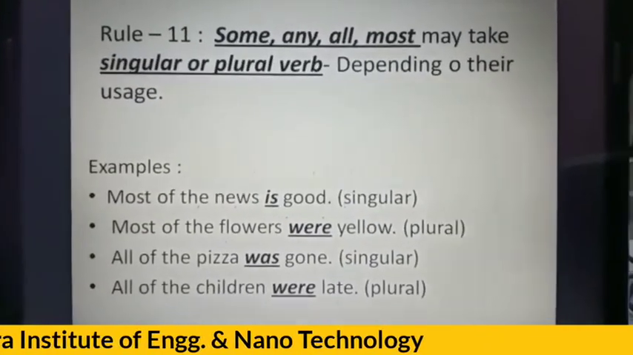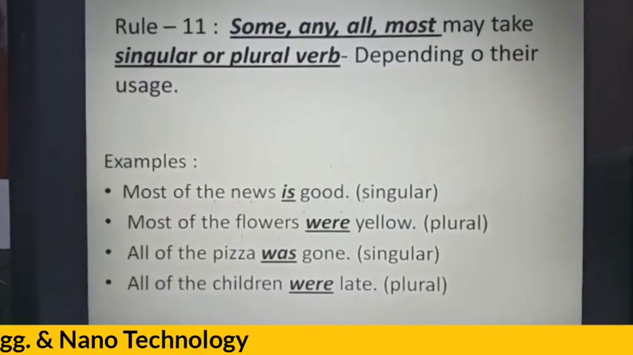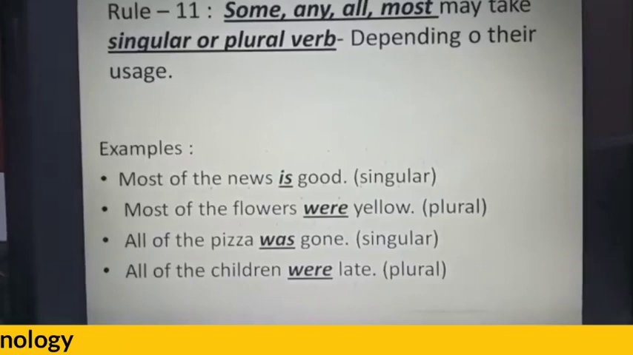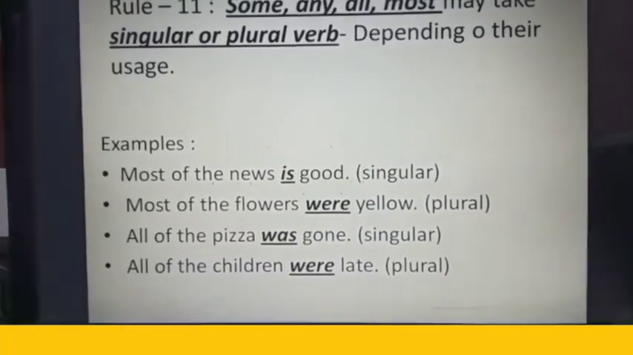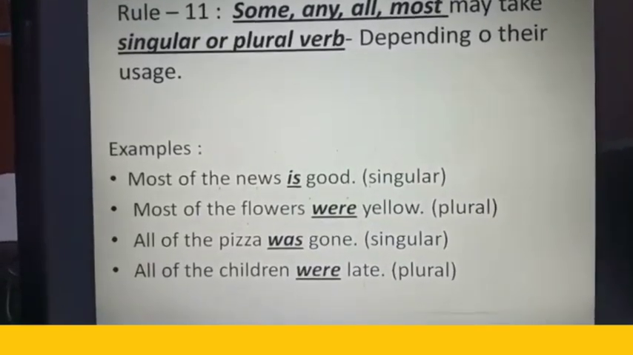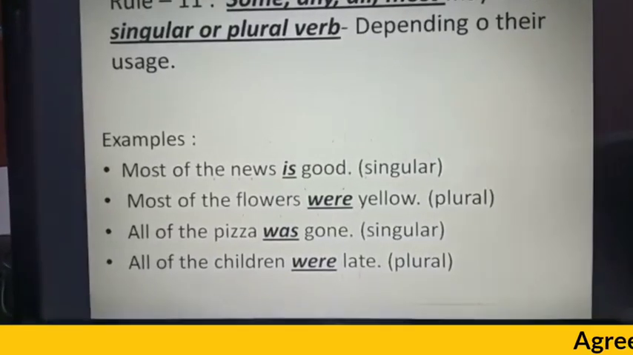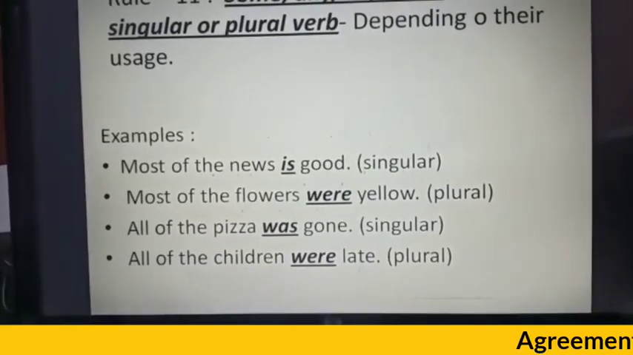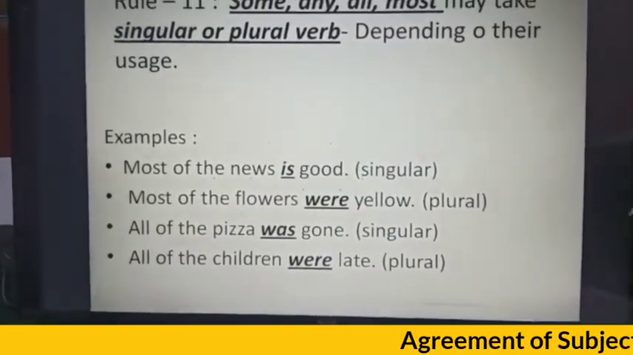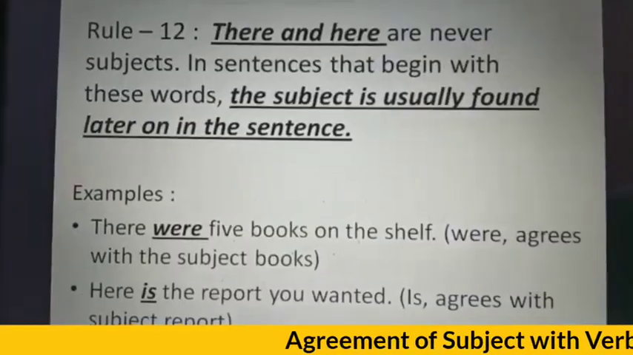Similarly, words like some, any, all, most may take both singular or plural verbs. It depends upon their usage. For example, most of the news is good. So here news is a singular subject, so it is accompanied by a singular verb, that is is. Next example, most of the flowers were yellow. Here the subject flowers is plural, so it is accompanied by a plural verb.